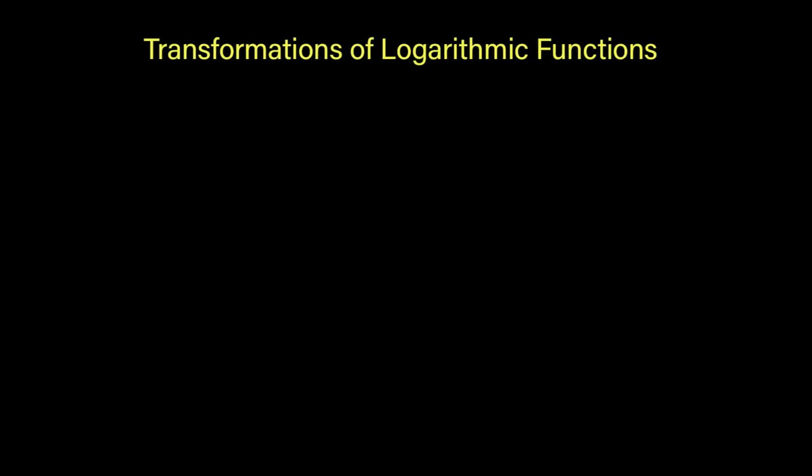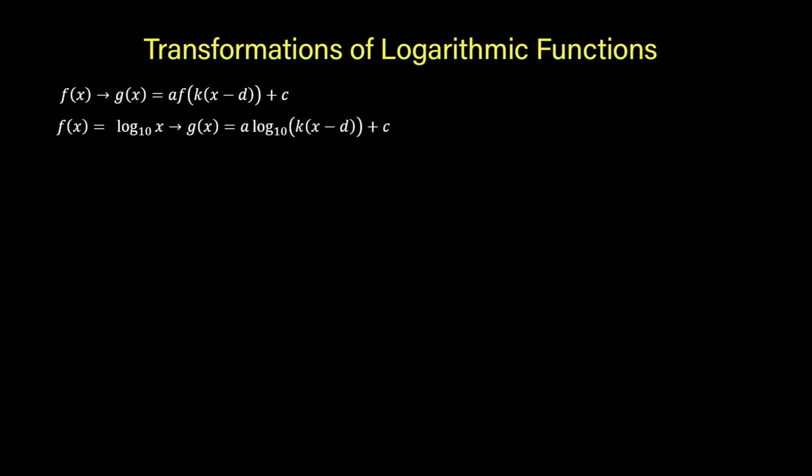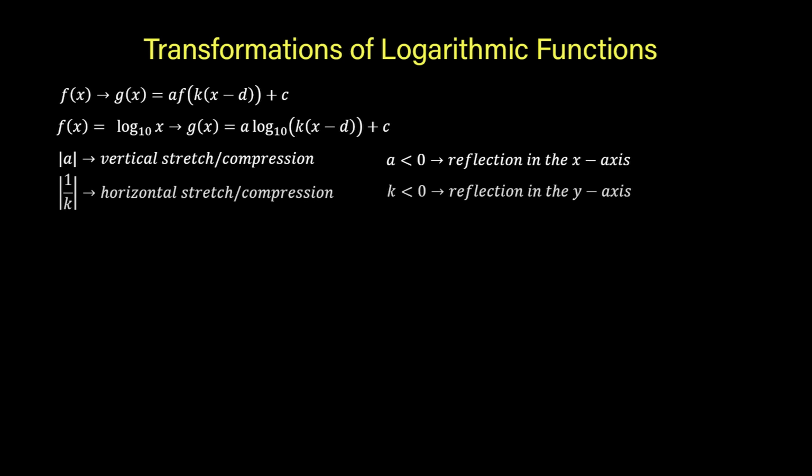The general formula of transformations of the function f of x is g of x equals a f of k times x minus d, plus c. When f of x equals the log of x to the base 10, the transformation formula turns to be g of x equals a log of k times x minus d, plus c. The absolute value of a gives the vertical stretch/compression factor. If a is less than 0, there is also a reflection in the x-axis. The absolute value of 1 divided by k gives the horizontal stretch/compression factor. If k is less than 0, there is also a reflection in the y-axis.